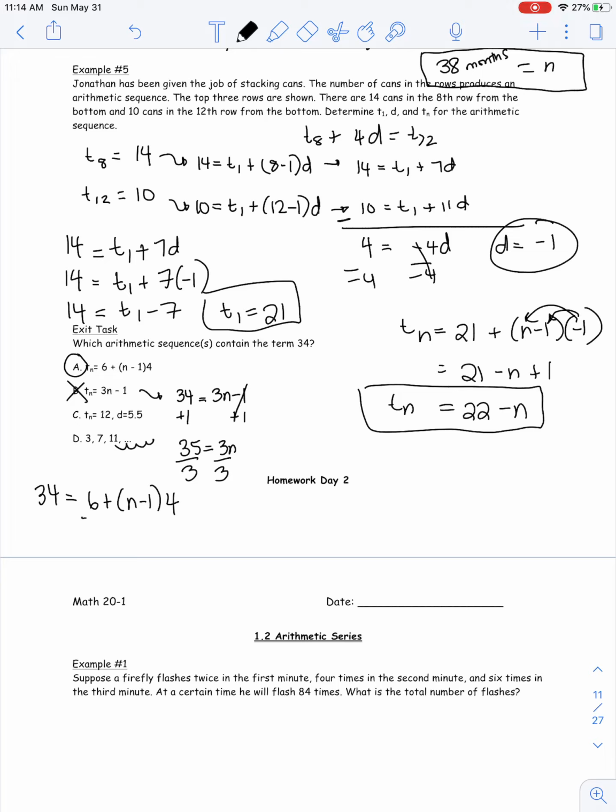The only one that works is if we replace Tn with 34 and solve for n in question A. So I would subtract 6 on both sides. That would give me 28 equals n minus 1 times 4. A step that you can always do is divide both sides by 4. 28 divided by 4 is 7. So 7 equals n minus 1, and then you would add 1 to get that you're at term 8. So that would be a whole number, which means that term 34 would be in the sequence. So that is lesson 1.1a and 1.1.